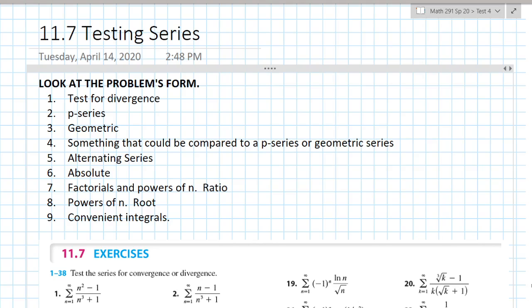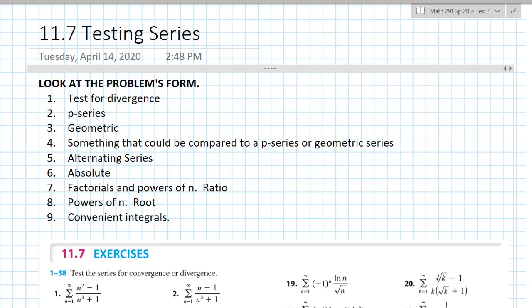If it meets the conditions, it's convergent. If it's not exactly alternating, but there are some negative signs that you have to deal with, perhaps absolute convergence would be something to try there. Next, it's factorials and powers of n. It's a good indication of using the ratio test.